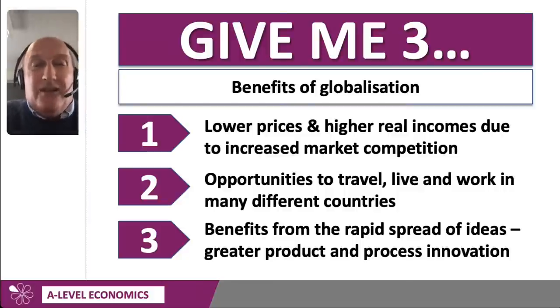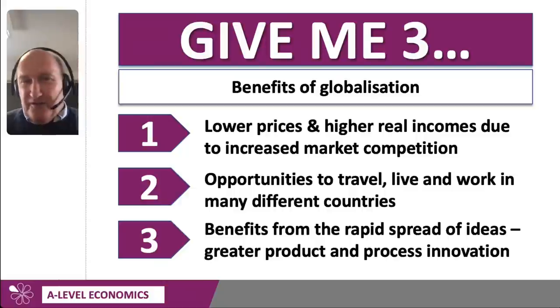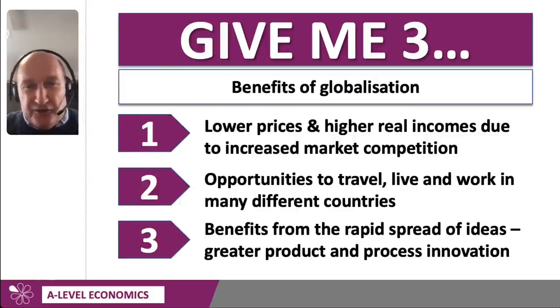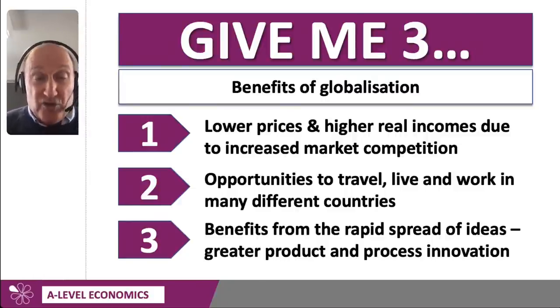Okay, so lower prices, higher real incomes. So obviously globalization in theory brings prices down. And of course, then link that to real incomes. So if prices fall, the price of imported energy goes down, your real income goes up, in part due to increased market competition. The wider issue is about the opportunity to travel and live and work and love in many different countries. And I think also efficiency was mentioned by some people there. I bring in dynamic efficiency, the benefits from the rapid spread of ideas, the diffusion of ideas across borders, linked, of course, in part to migration. So you get a faster rate of product and process innovation, which enhances dynamic efficiency there.